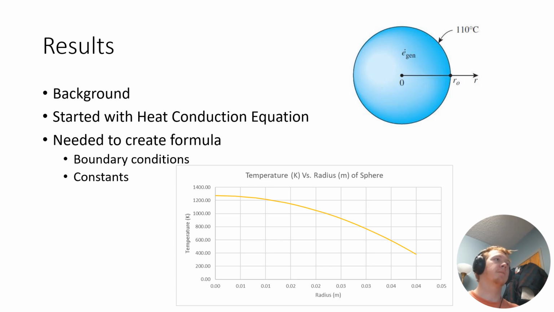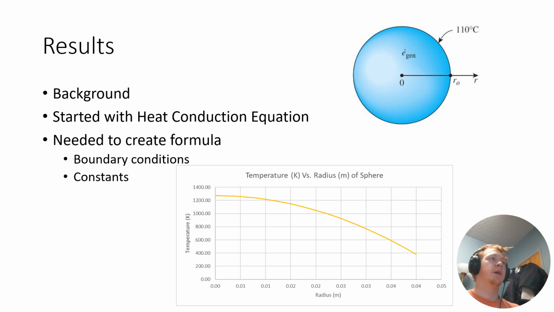So as I was talking about before, the heat conduction equation, there were several things that I needed to be successful with this. I needed boundary conditions and constraints. Some constraints would be like constant 1 and constant 2. Constant 1 was equal to 0 once I solved for it. Constant 2 was changing depending on what was changing in the equation.